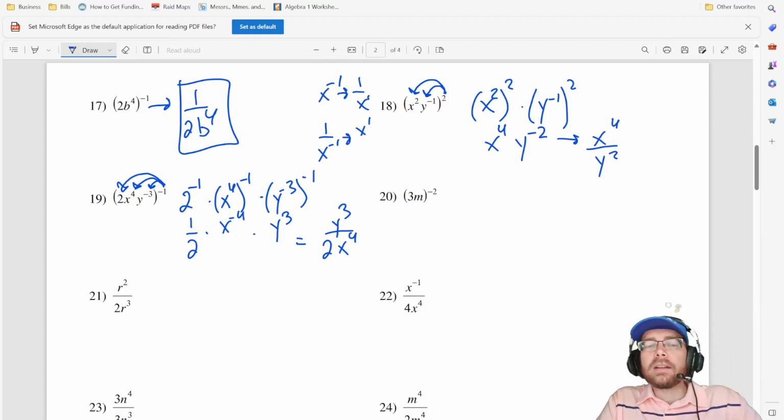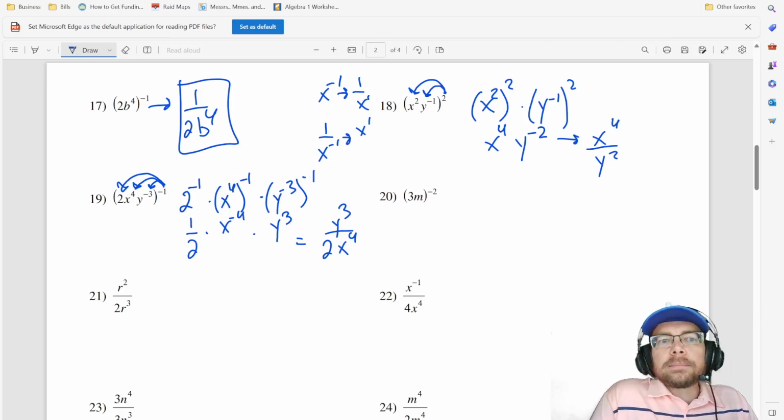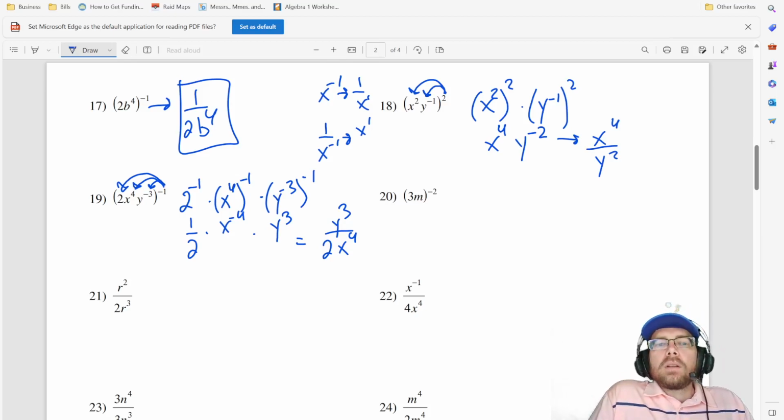All right, that was a little confusing, so I'll go over that again. We distributed the negative 1. Then if you have a power to a power that you need to do, then you do that. We didn't with the 2, so I went ahead and switched that up into a fraction right away. But with the other ones, I needed to do a power to a power. So for the x, I did 4 times negative 1. For the y, I did negative 3 times negative 1 is positive 3.